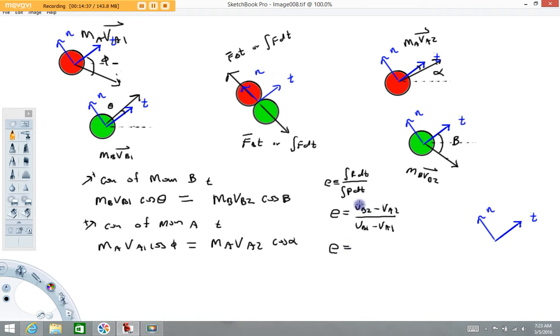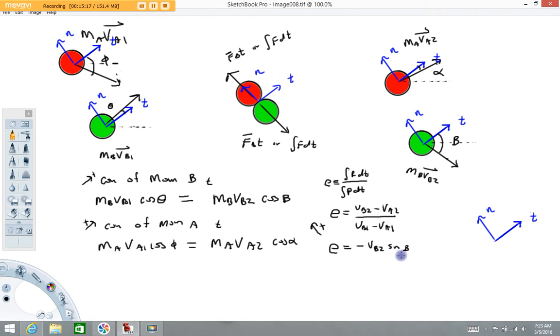Now when you apply this, another thing is we have to talk about which way we're calling positive. I've got the positive normal direction up and left, so I'm going to take note of that here: up and left positive. For vB2 in the normal direction, vB2 makes an angle beta with the tangential direction. So vB2 cosine beta gives the tangential component. vB2 sine beta gives the normal component, and that component is pointing in the opposite direction of what I've got as positive here. So this term is going to be minus vB2 sine beta.